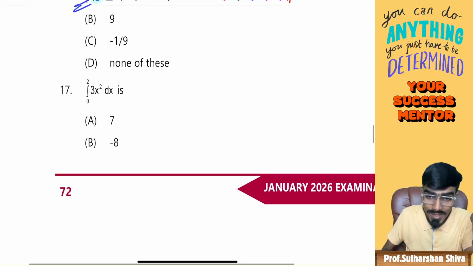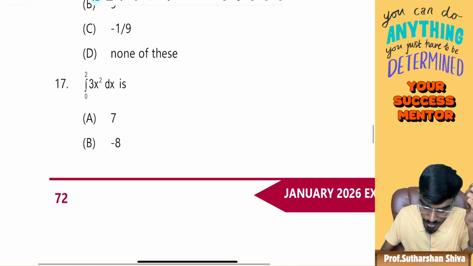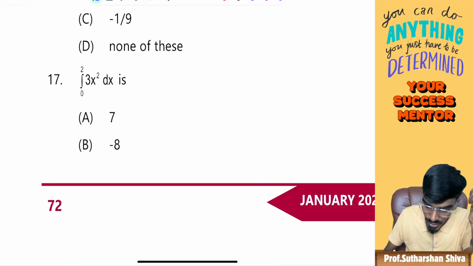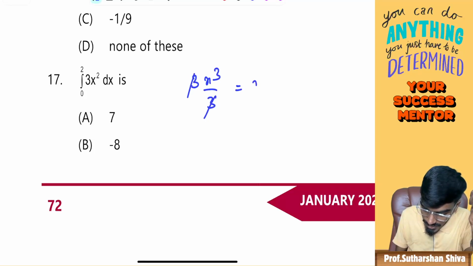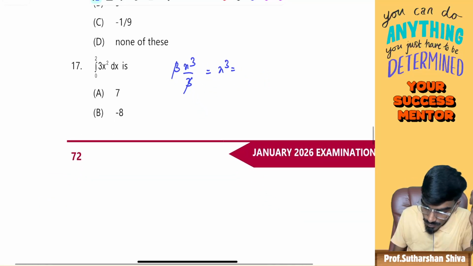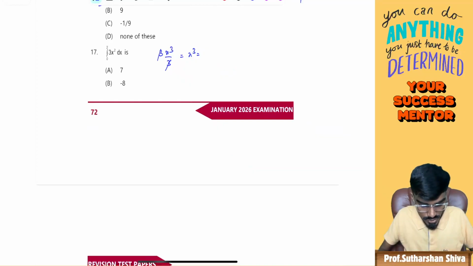Now come to question number 17, guys. The question is about the integration from 0 to 2 of 3 x square dx. How can I solve this? 3 into x cube by 3, the 3 gets cancelled, which is basically x cube. X cube is nothing but, I want to substitute the values.